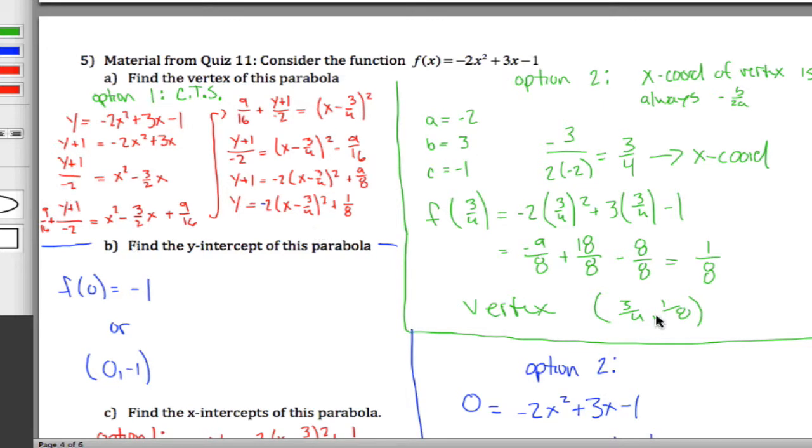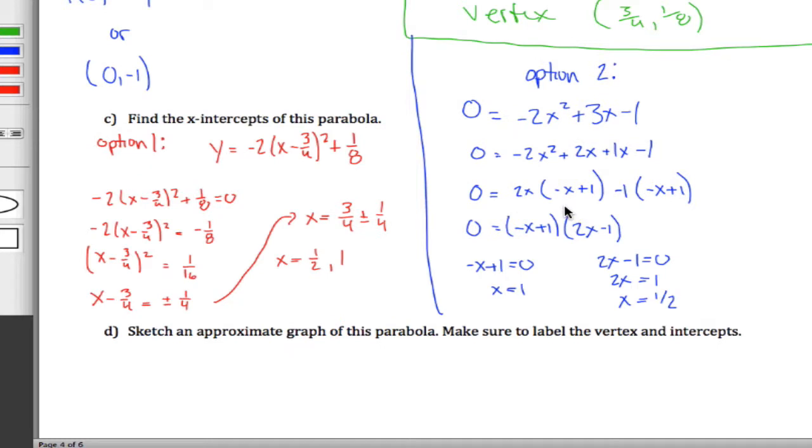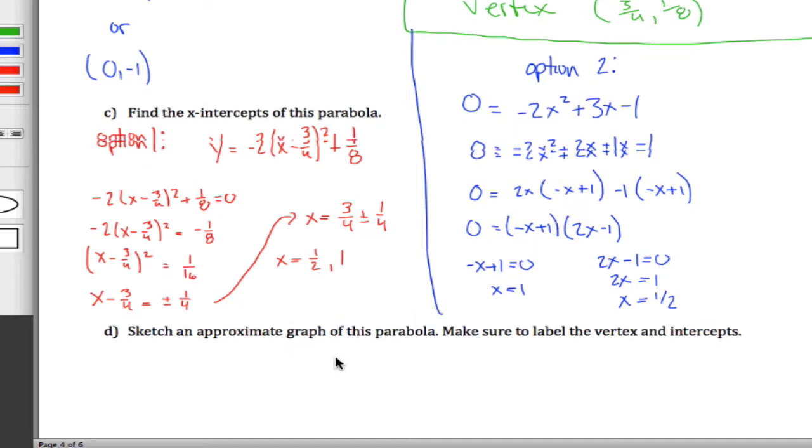So what most people do is they do option 2 in these two problems. But you can do whatever you want. I don't care, whatever you're good at.